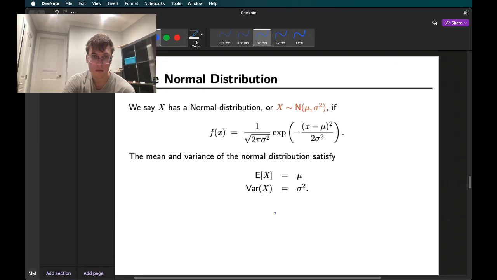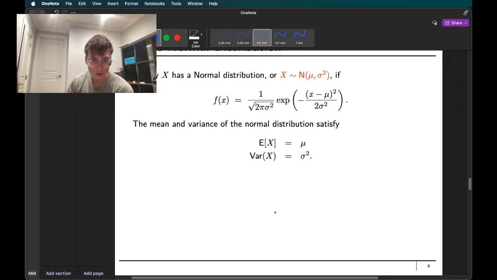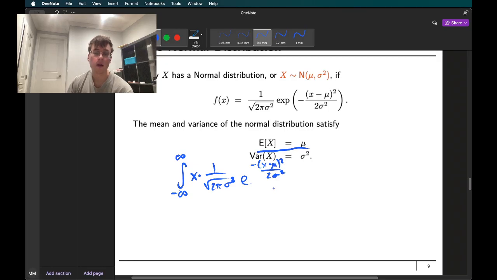Okay, the normal distribution. We say x has a normal distribution if this is true, and the mean and variance of the normal distribution satisfy this. So I wanted to prove this fact, so let's go with it. He didn't define yet how to do this, but I know the definition. So this should be x times this f of x, so this whole thing, 1 over sigma root 2 pi times the exponent of minus x minus mu squared over 2 sigma squared.